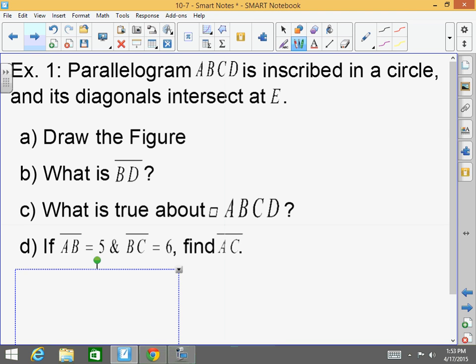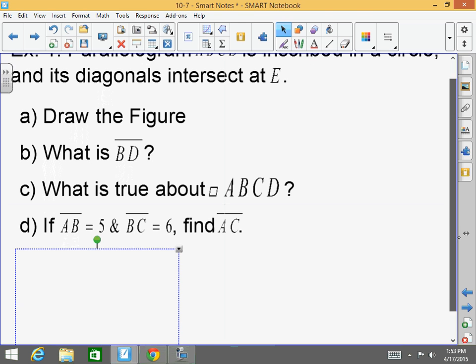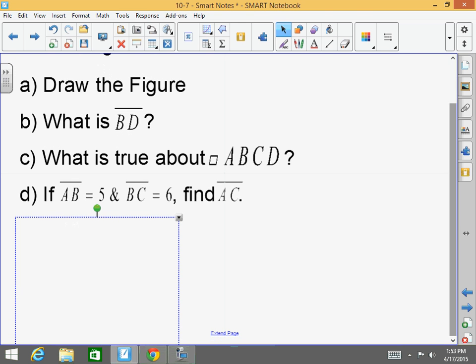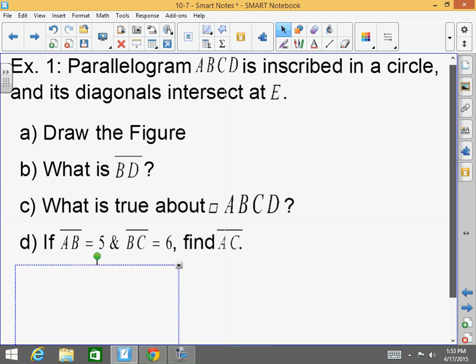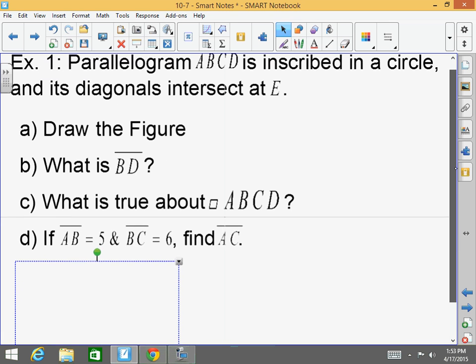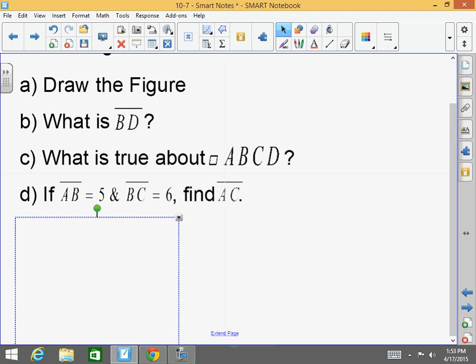You have a parallelogram ABCD, which is inscribed in a circle. Okay? And its diagonals intersect at a point called E. We want you to draw the figure. Well, let's draw a figure. Go ahead and draw a circle and draw a quote-unquote parallelogram inside of it. But when you draw a parallelogram inside of a circle, it has to be a rectangle.